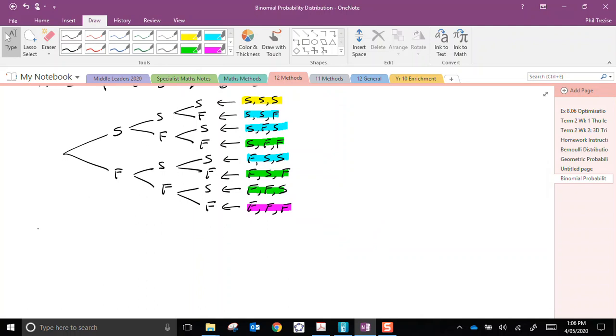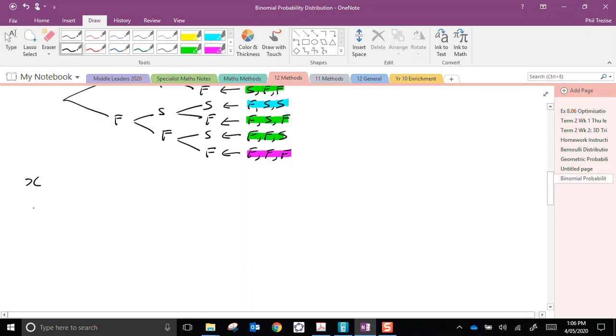Now typically we might do this in some sort of a table, so we'll put down here x, and x could be, let's get 0 successes, 1 success, 2 successes, 3 successes. Then let's write down the outcomes, and then we'll write down the probability.